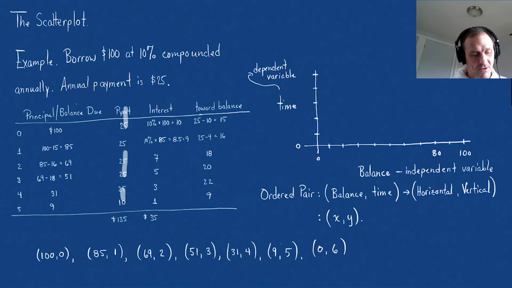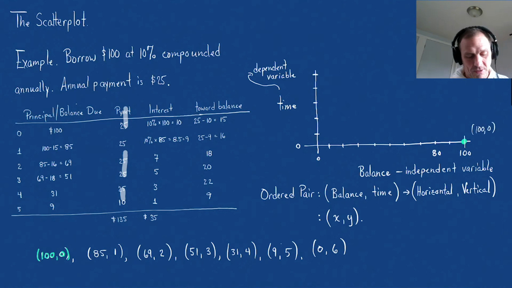Okay, so now let's graph these, and what we do is we represent each ordered pair by a dot. So this first one, let's do these in colors. This first one is 100, 0. It means I go over on my horizontal axis to 100, and my height is 0, so I'm going to put a dot right there. That is the point 100, 0.